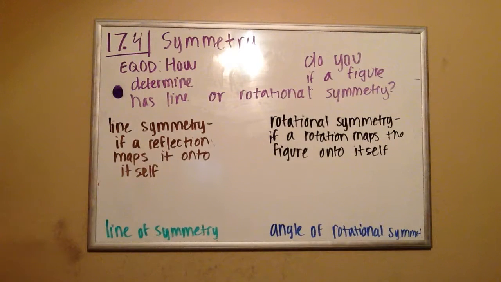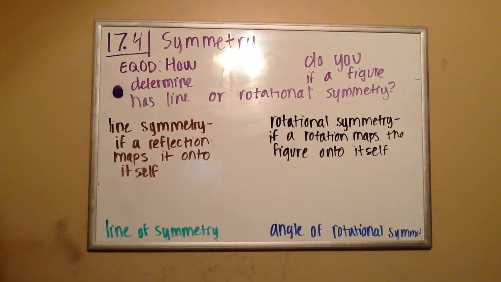Alright, 17.4 is pretty fun. It's talking about symmetry. Symmetry I think is pretty visual, so I don't think this is a hard section. And so the essential question is, how do you determine if a figure has line or rotational symmetry? And these are the two types of symmetry we deal with.